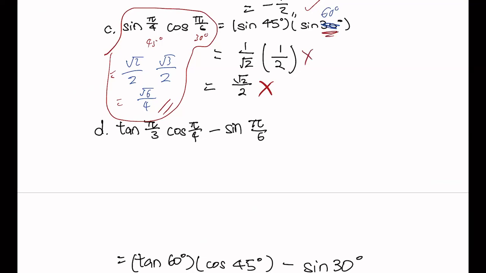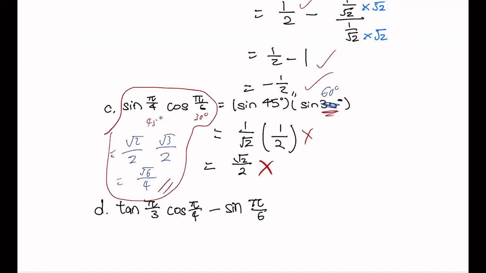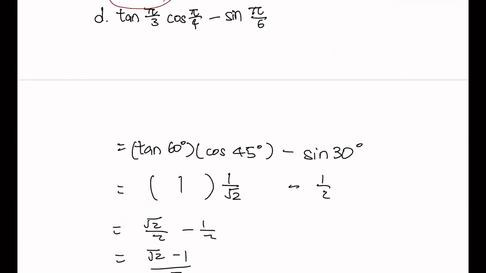Okay, moving on. Next one is tangent pi over 3 times cosine pi over 4 minus sine pi over 6. Okay, good. So pi over 3 is 60 degrees, so tangent 60. Cosine pi over 4 is cosine 45. Sine pi over 6 is sine 30. Good. Tangent 60 is 1. Is that right? 30, 45. That's not exactly right.